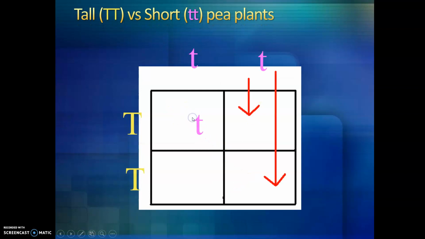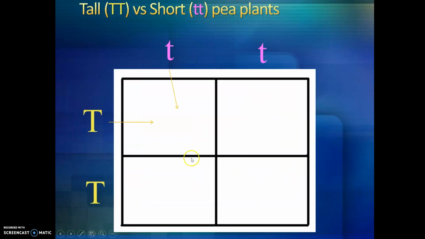So now let's look at the next parent. It has a little t to share here and a little t to share here, and they would share a little t here and a little t here. So now let's put it all together. We have a big T from this parent and a little t from the other parent, a big T from this parent and a little t from this parent, a big T and a little t, a big T and a little t.